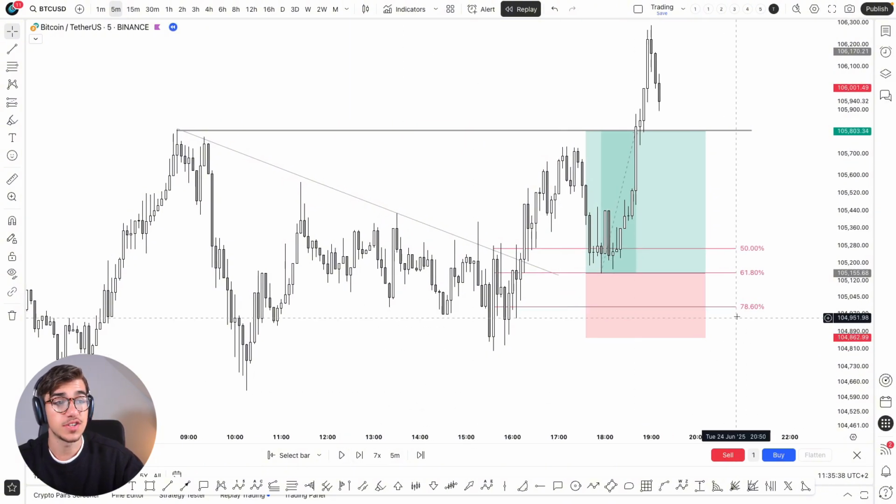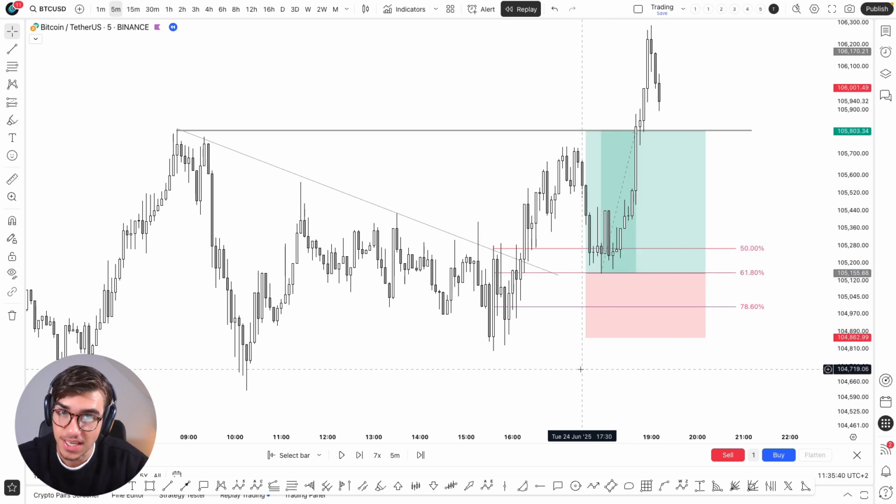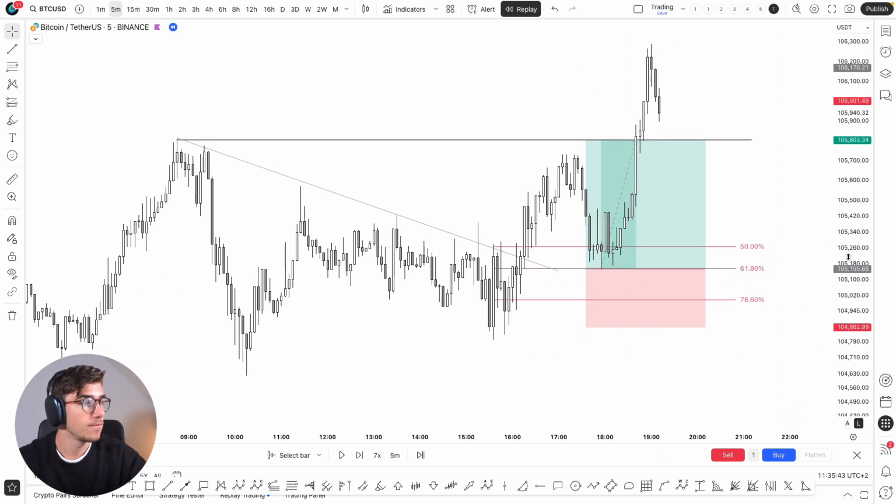And there you go. As you can see, we got filled to the absolute T. So just like the previous example, just beautiful. It played out exactly how we wanted it to.